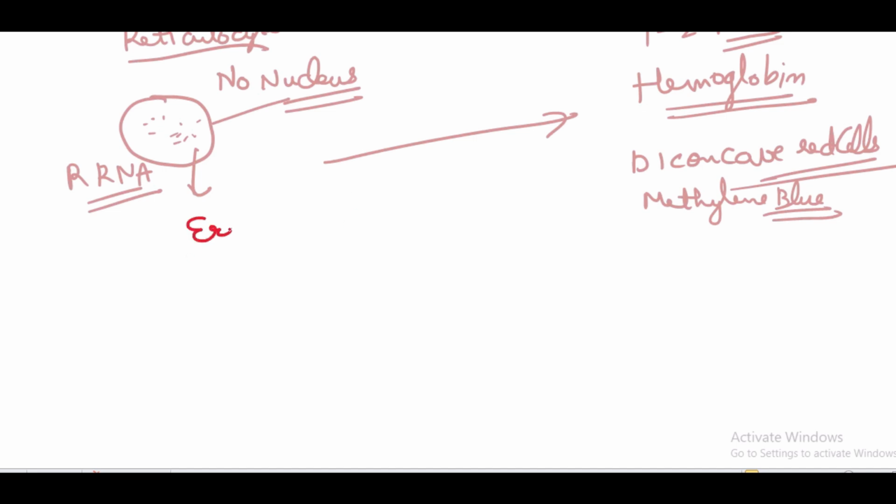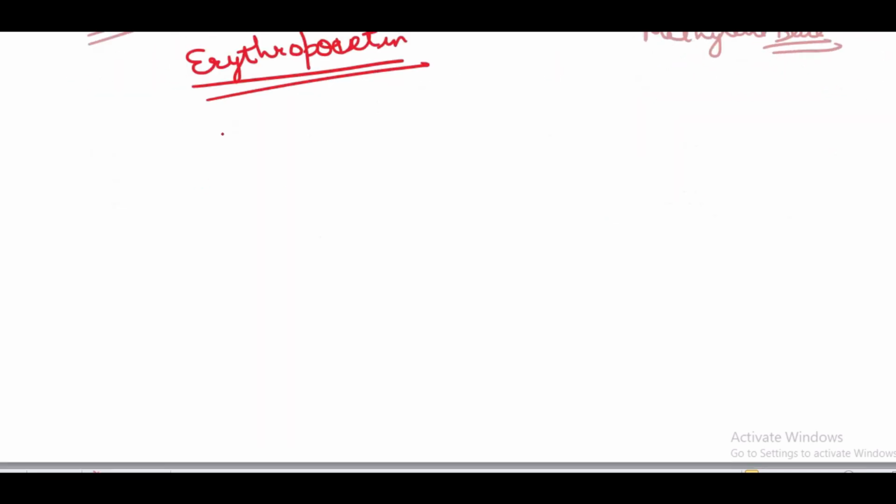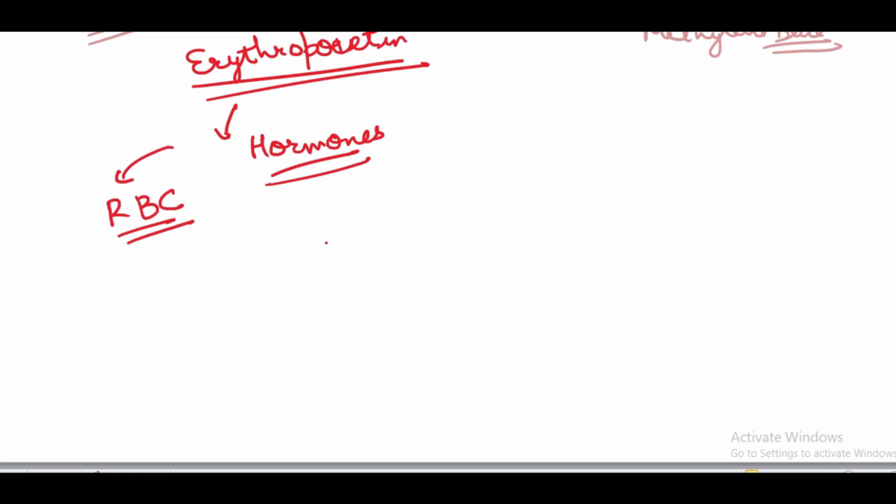Now let us discuss the role of erythropoietin in red blood cell production. We know erythropoietin is a hormone that plays an important role in regulating the production of red blood cells. So remember, erythropoietin would stimulate erythropoiesis. It stimulates the bone marrow to produce more red blood cells.